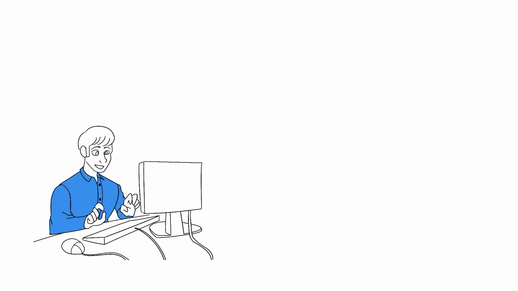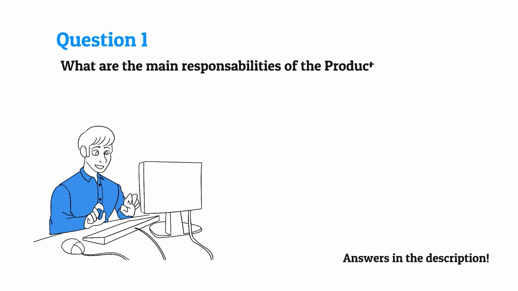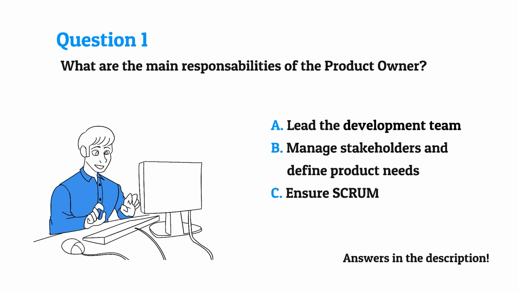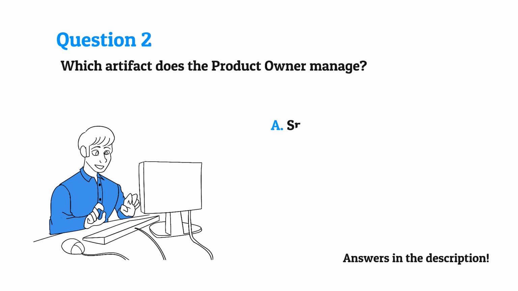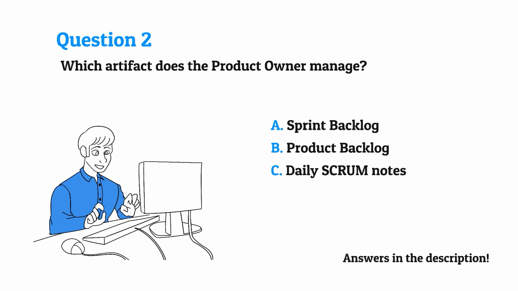Quick quiz. Let's help Mats out by testing what we've learned so far. What is the main responsibility of the product owner? A. Lead the development team. B. Manage stakeholders and define product needs. Or C. Ensure Scrum best practices are followed. The answer is in the description. Question 2. Which artifact does a product owner manage? A. Sprint backlog. B. Product backlog. Or C. Daily Scrum notes.